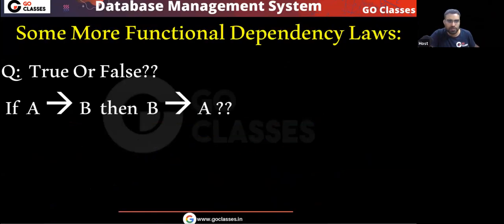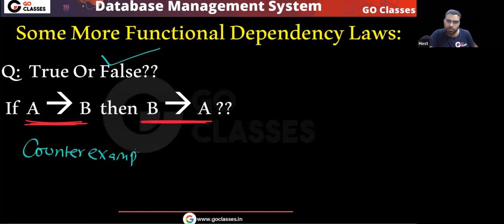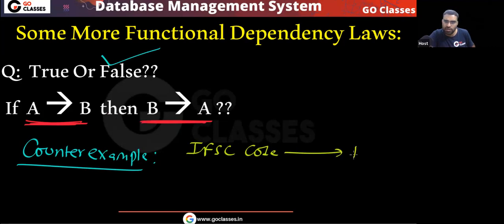Now let's move on. Tell me, is this statement true or false? If A determines B, then can I say B determines A? This statement is false. Can you give me a counter example? Let me give you a counter example for this. For example, the IFSC code. If you know the IFSC code, then you can determine the bank name. But you can see the bank name does not determine the IFSC code. Yes or no? Very simple. So this is your counter example.